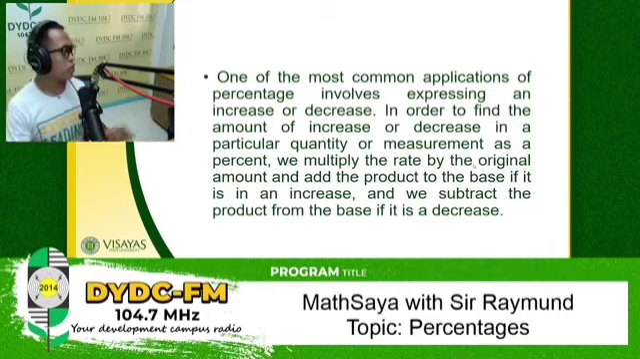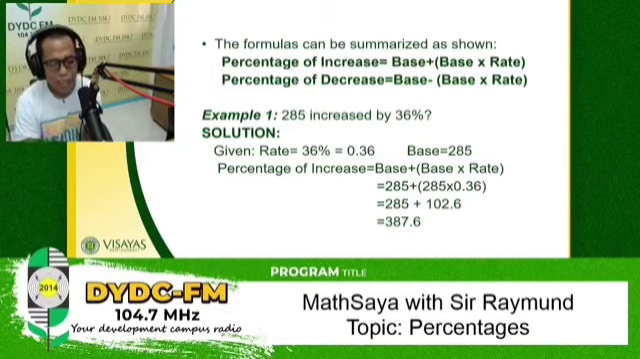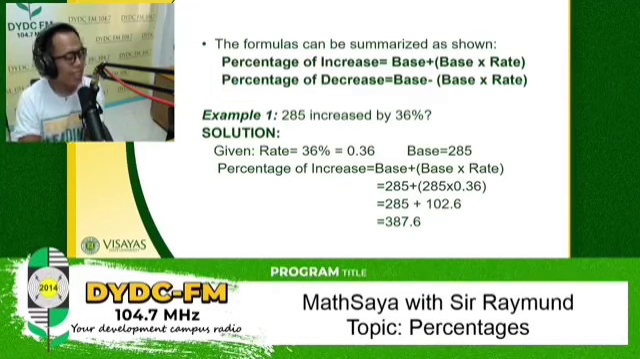So examples. So the formulas can be summarized. Okay, as shown, percentage of increase is equal to base plus the product of the base and the rate. If decrease, it is equal to the base minus the product of base and the rate.